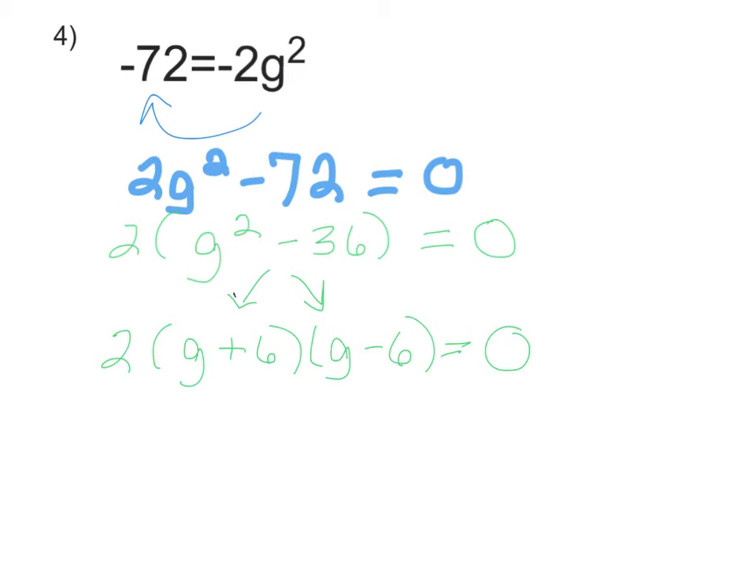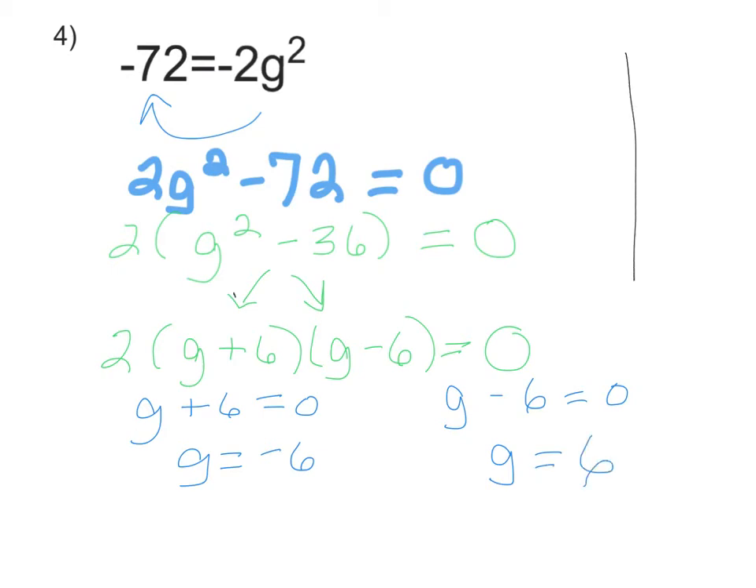So the 2, there's nothing we can do with the 2, but we set the g plus 6 equal to 0 and the g minus 6 equal to 0. Those are easy one-step equations to solve. We subtract 6 from both sides. We get g equals negative 6, and on this side we would get g equals positive 6. So if we were to graph that, we would have an x-axis with two values marked, negative 6 and positive 6. We have an upward opening parabola, so we would see something that looks like this. Okay.